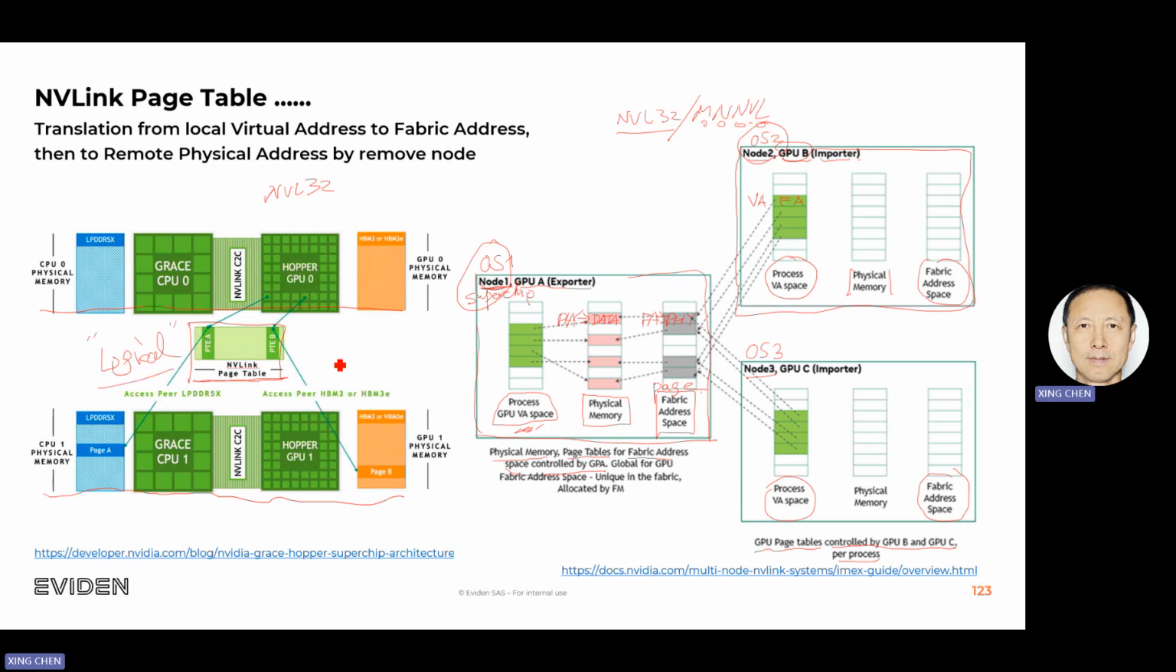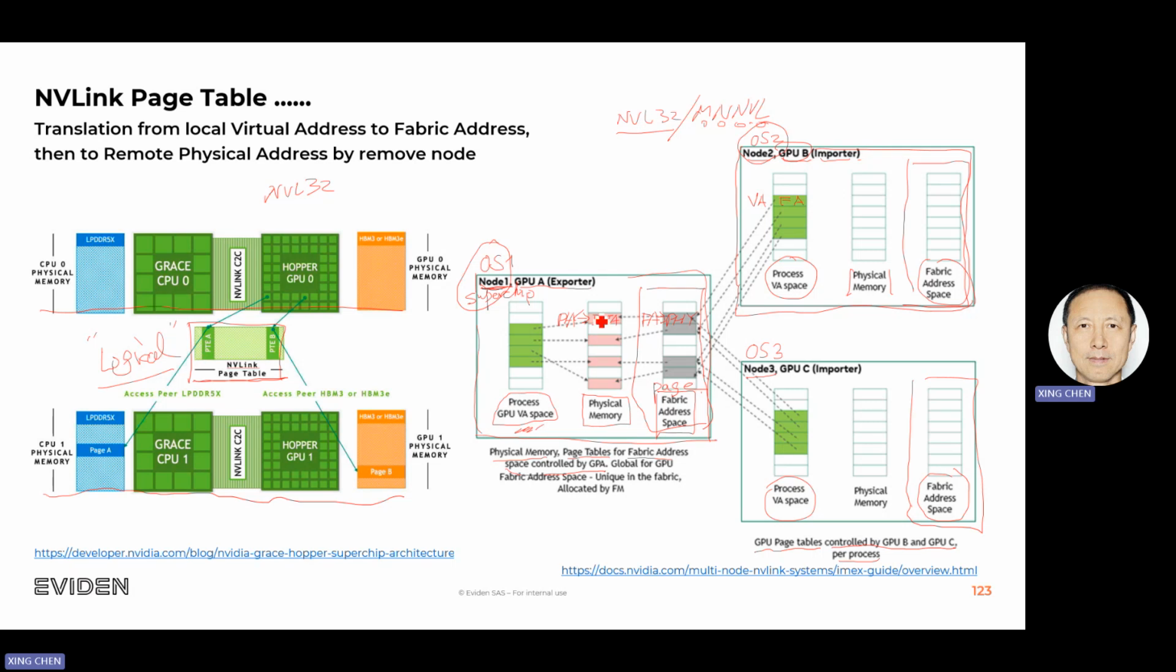In reality, what exists? What we have in reality is this page table for the fabric address space. You have this page table for the fabric address from GPU A. You have another one from GPU B. You have another one from GPU C. In other words, you have a page table for the fabric address space from node 1, from node 2, from node 3.